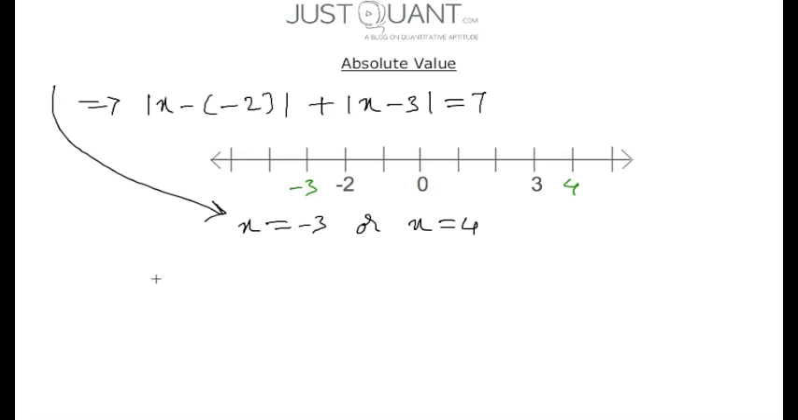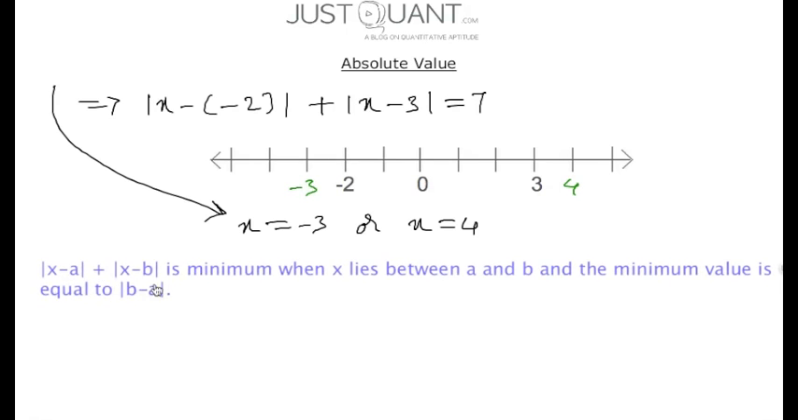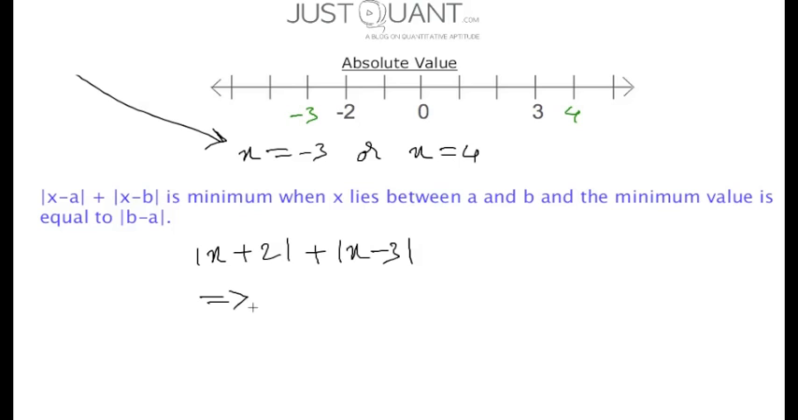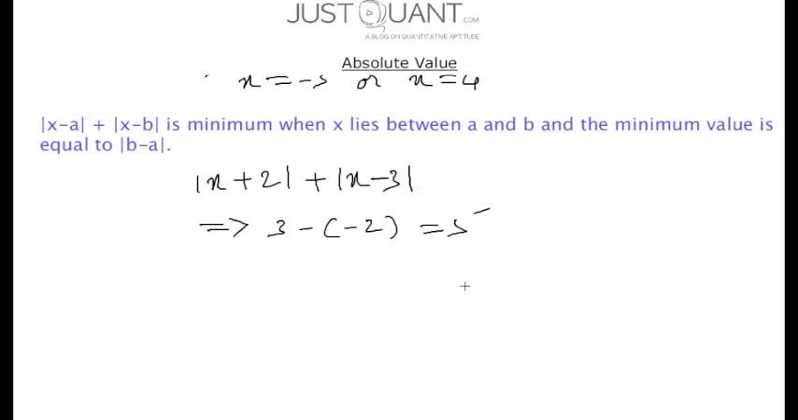Now there's one important point to be noted, that is |x - a| + |x - b| is minimum when x lies between a and b and the minimum value is equal to |b - a|. For example, the minimum value of the expression |x + 2| + |x - 3| is 3 minus (-2), which is equal to 5, right? And this minimum value occurs for all those values of x which are greater than or equal to minus 2 and less than or equal to 3.